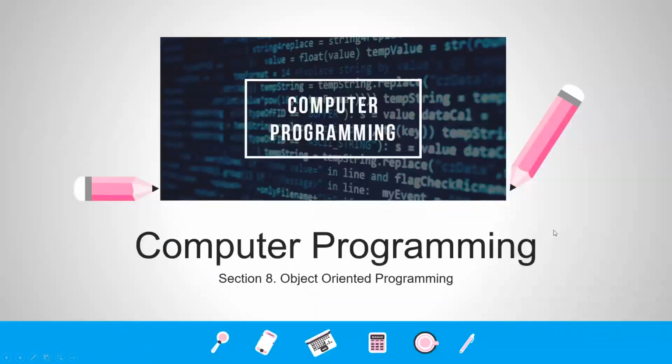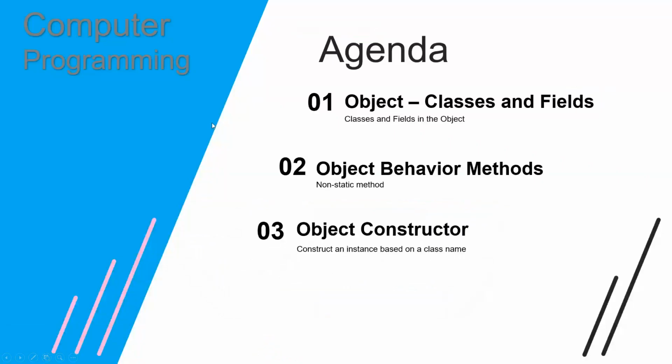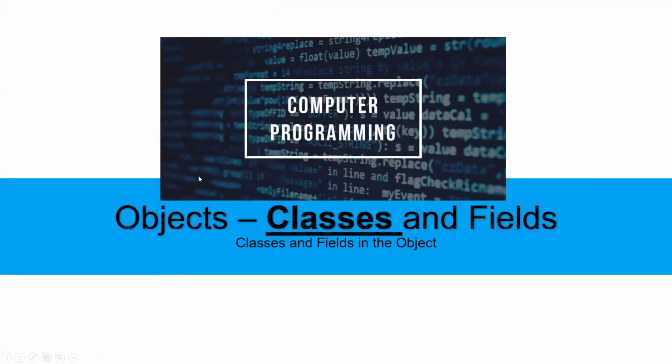Object-oriented programming is one of the very important parts of programming. What can we learn from this chapter? We will learn about objects: what is an object, what are classes, and what are fields. And we will learn about object behavior, methods, and object constructors. So we will learn about class and fields.